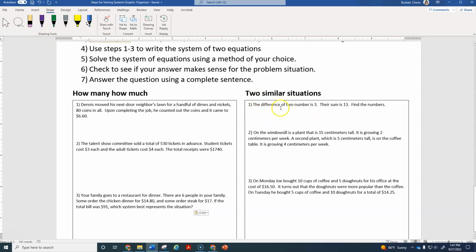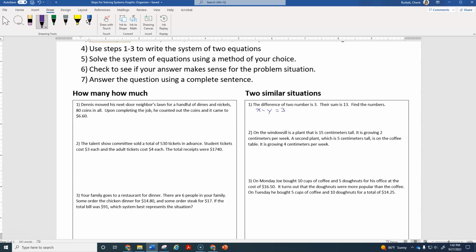So when you have two similar situations, they're going to be telling you about something, and they're going to give you two situations of that thing. In this case, they're talking about two numbers when they say the difference of two numbers is 3. And here they're telling you something different about it, but they're still talking about two numbers. They're telling you the sum. So here you get to pick which variable you want. It doesn't matter. I would say X and Y. And here we're talking about the difference of two numbers. X minus Y is 3.